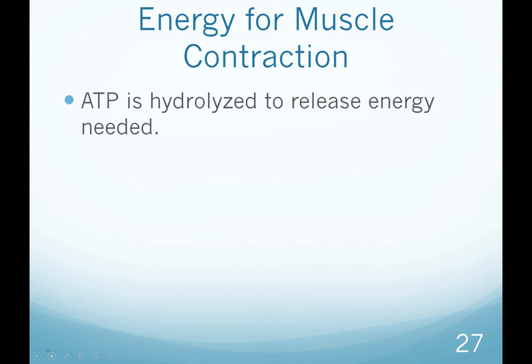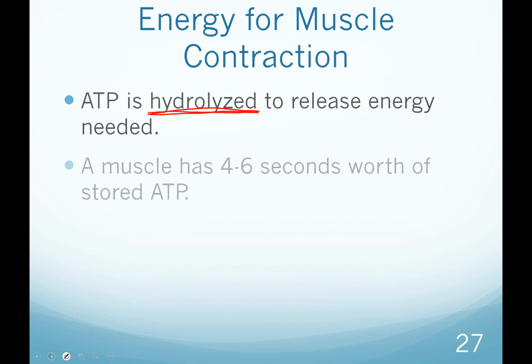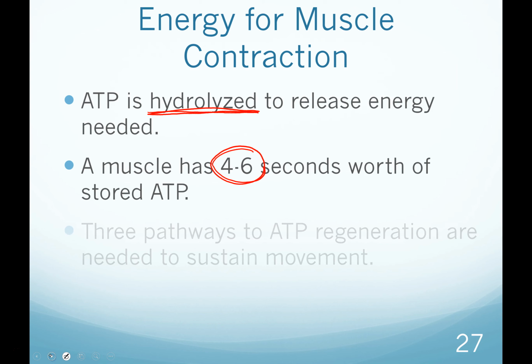So ATP is hydrolyzed to release its energy. Once again, hydrolyze means to break that last bond between those last 2 phosphates, and that is going to turn ATP into ADP, which we just talked about. A muscle has 4, 5, 6 seconds' worth of stored ATP. So in essence, you should technically be able to do anything for about 4 or 5 seconds. But when you exhaust that ATP, if you don't make it fast enough, you will be, in essence, exhausted, or you will have what's known as muscle fatigue. So you've got 4 to 6 seconds stored.